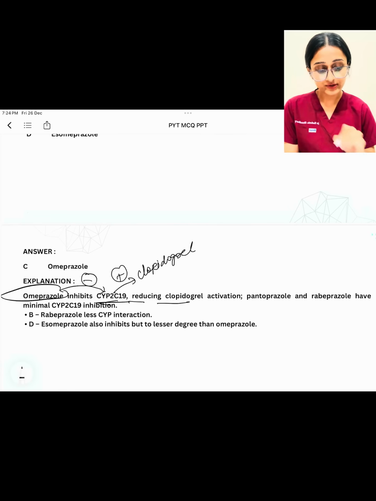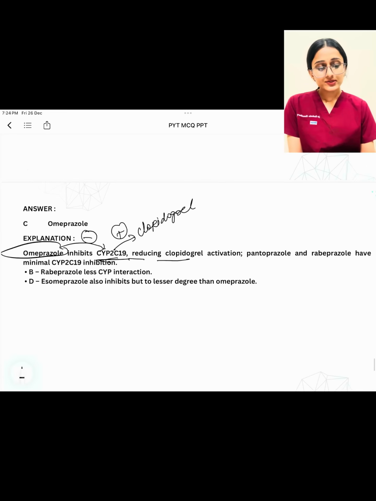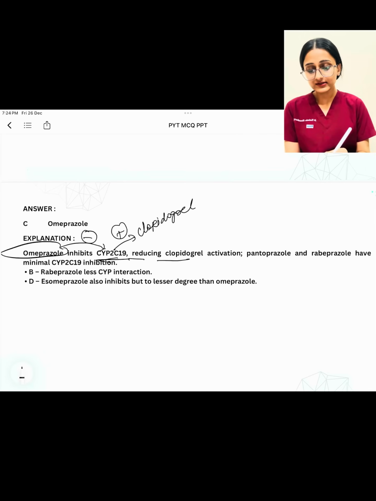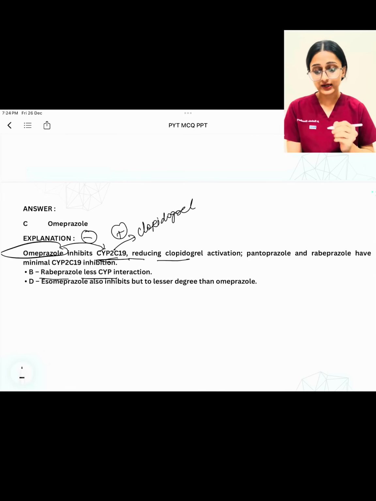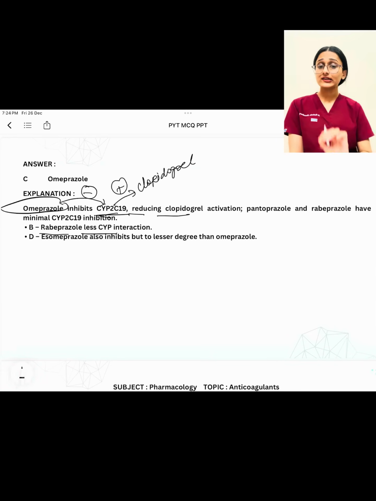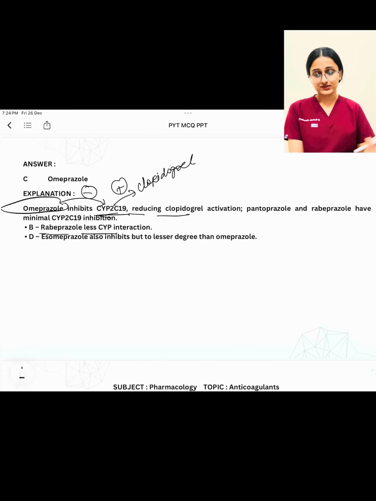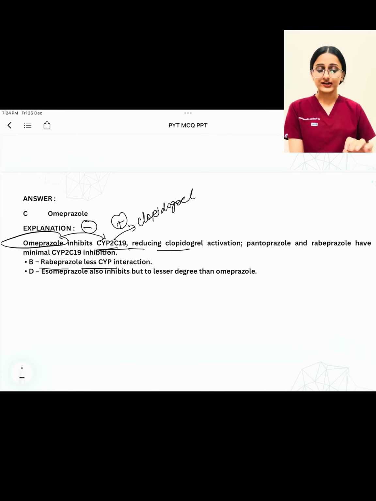Inhibiting CYP2C19 reduces clopidogrel activation. That's why they should not be given together. Pantoprazole and rabeprazole have minimum CYP2C19 inhibition, and rabeprazole has less CYP interaction. Esomeprazole also inhibits but to a lesser degree than omeprazole. But mainly you have to remember omeprazole, because omeprazole inhibits CYP2C19, which activates clopidogrel. Just remember this concept. They have asked a lot of times.